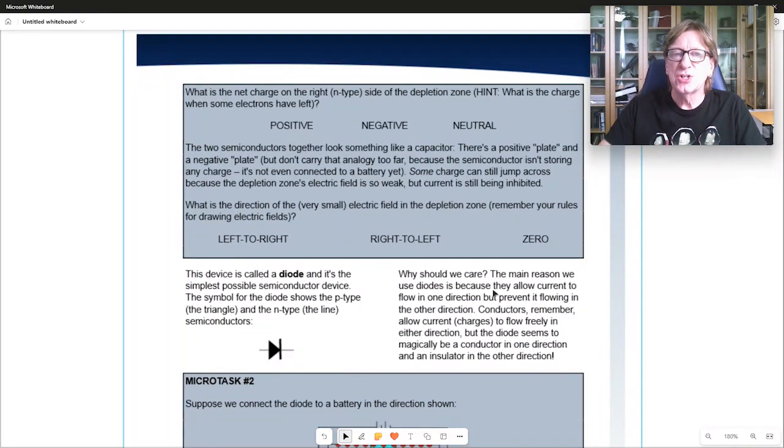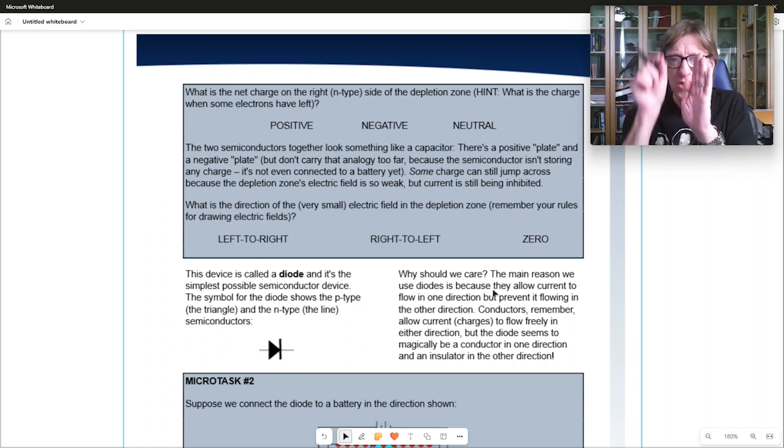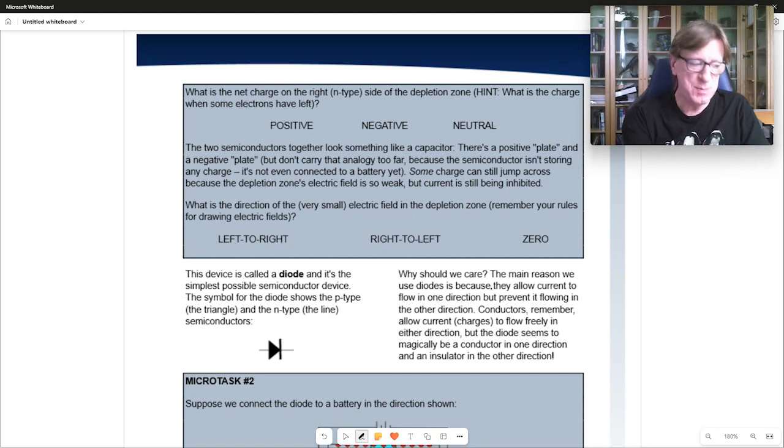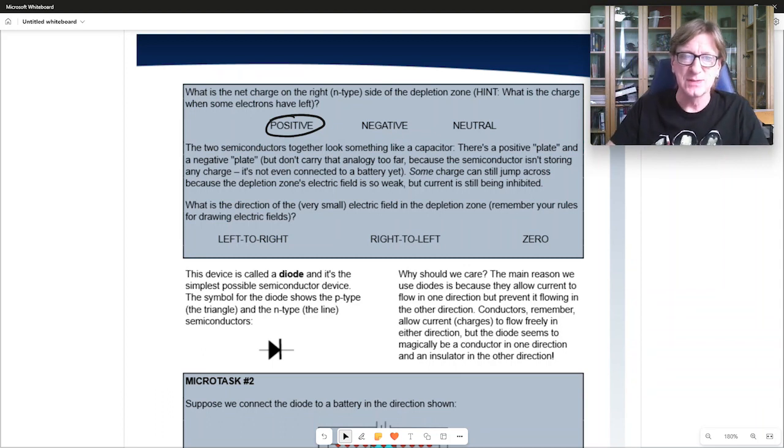So what is the charge on the right side? Well, okay, you should be able to figure this out, right? We've had some electrons leave. So what's the charge just on the right side of that? Well, it's going to be positive, right? Because we've had some electrons that have left. So the overall charge is going to be positive.